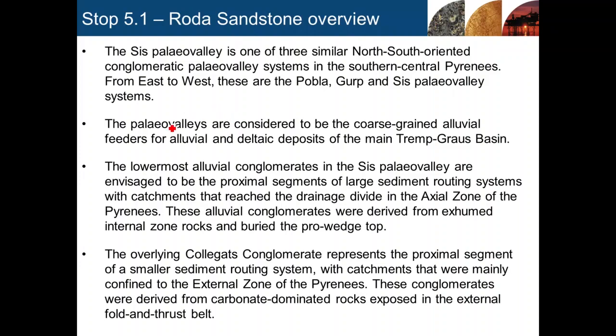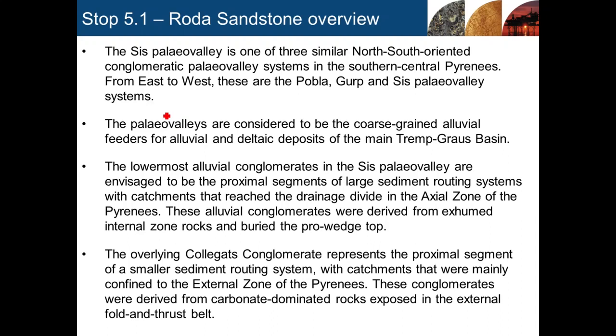And they're considered to be long-lived features. So potentially, the oldest rocks that we see within that paleo valley today are Oligocene, but there's a large unconformity at the base of that, lots of missing time there, and it's reasonable to infer that there may well have been older rocks once occupying that paleo valley, or that the valley acted as a conduit to feed sediment at older times into the basin, potentially even during Roda Sandstone deposition.